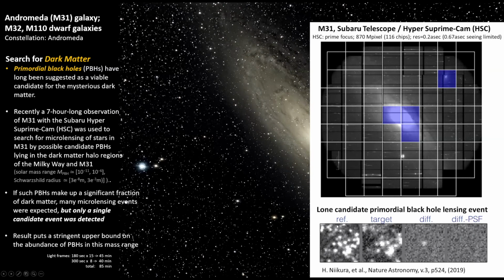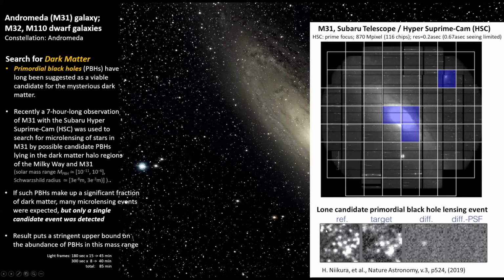So they did this experiment, and they were expecting that if there were primordial black holes that could account for dark matter, they would see lots of these lensing events. But in fact, after churning through all the data, they only saw one lone candidate primordial black hole lensing event in the experiment.